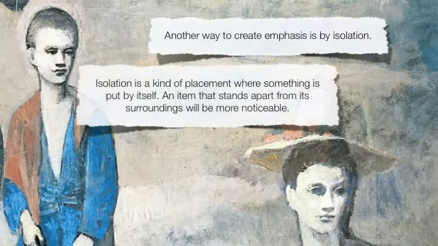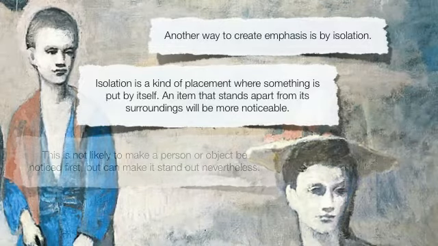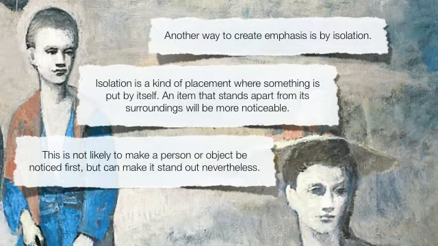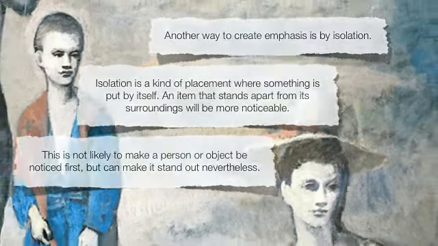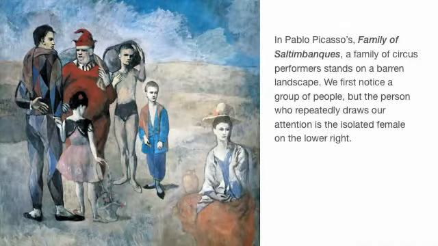Isolation is a kind of placement where something is put by itself. An item that stands apart from its surroundings will be more noticeable. However, this is not likely to make a person or object be noticed first, but can make it stand out nevertheless. In Pablo Picasso's Family of Saltimbanques, a family of circus performers stands on a barren landscape.